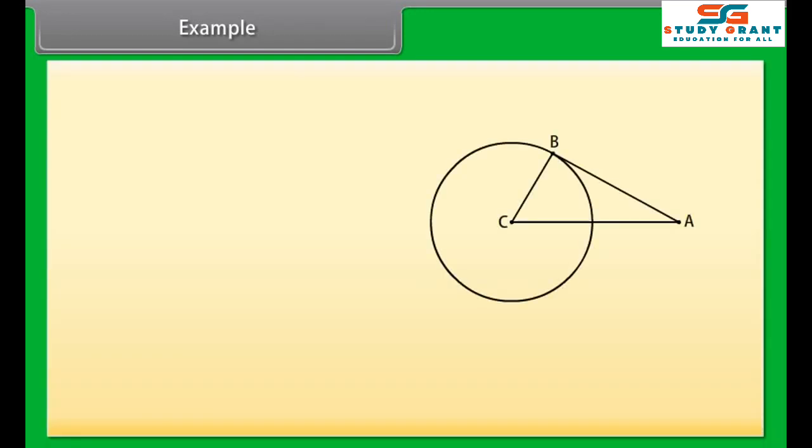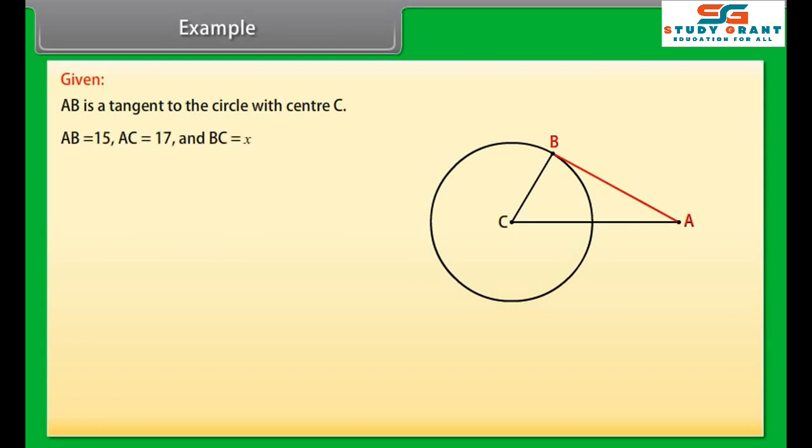Example. Now look at this figure. We can see that AB is a tangent to the circle with center C. AB is 15, AC is 17, and BC is X. We have to find the value of X. We can see that X is a radius of the circle.